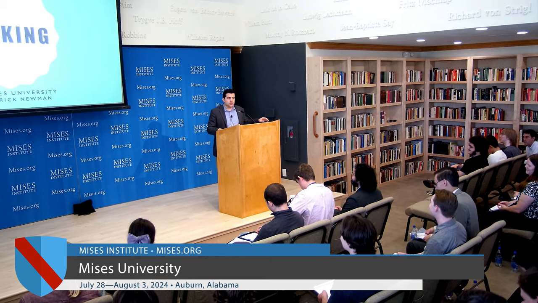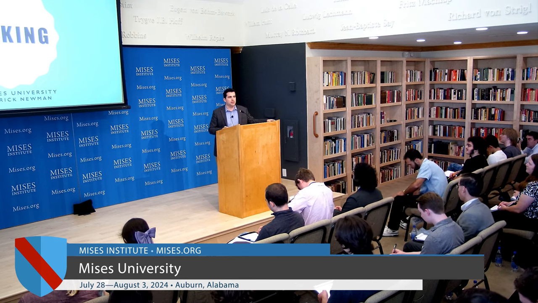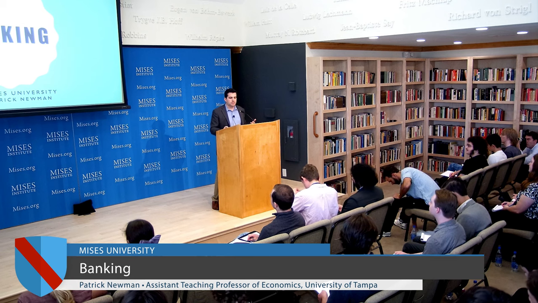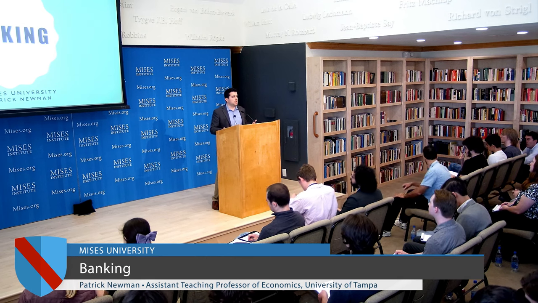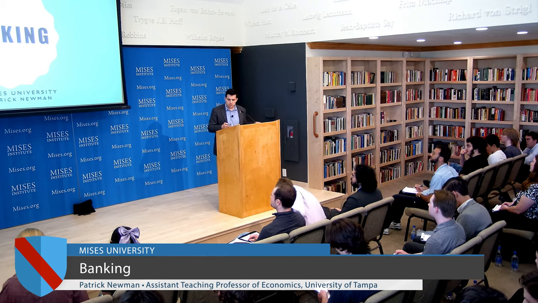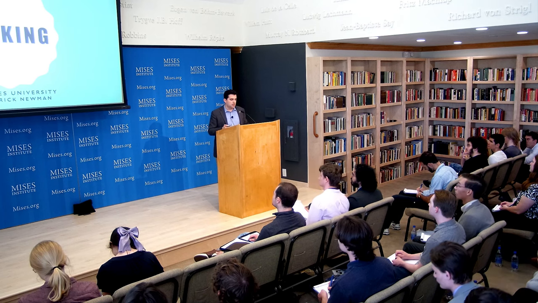All right. So we just had a great talk on money, the basics of money, the origins of money, why money exists, what types of things money does, the optimal supply of money, the winners and losers for money, and so on. We want to continue that discussion and talk about the Austrian theory of banking.